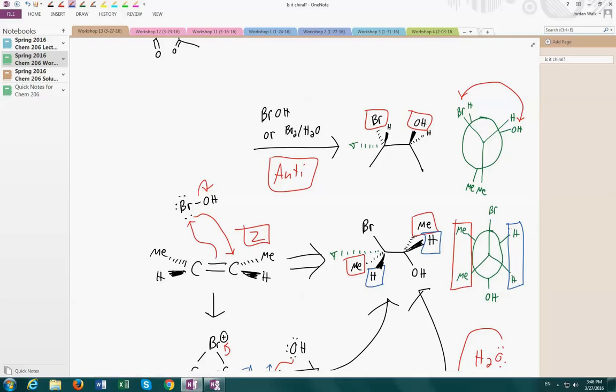Of the Newman? Yeah, so when you're turning that to the final drawing, how do you know if methyls are on the top or the... Doesn't matter. As long as it's the Z alkene, you've got the same molecule, just in a different perspective.